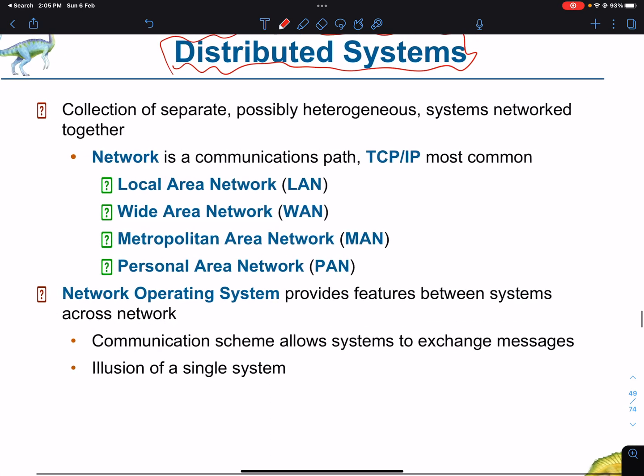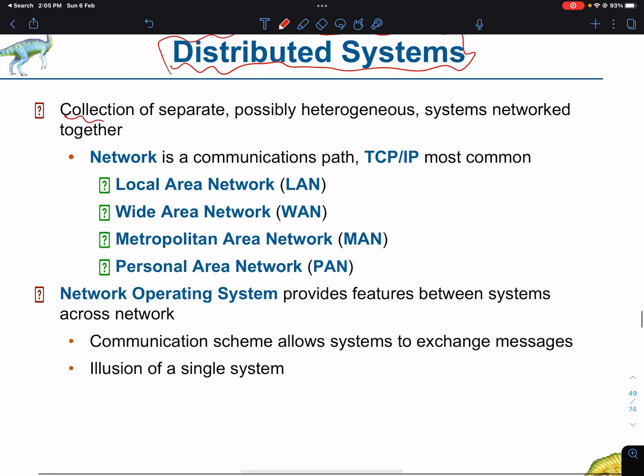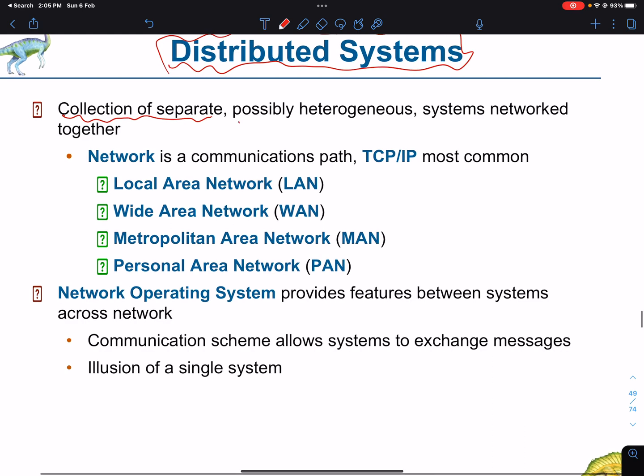So the definition here: collection of separate, possibly heterogeneous, systems networked together. What is heterogeneous? A set of items. It could be computers, it could be robots, it could be books, it could be whatever.